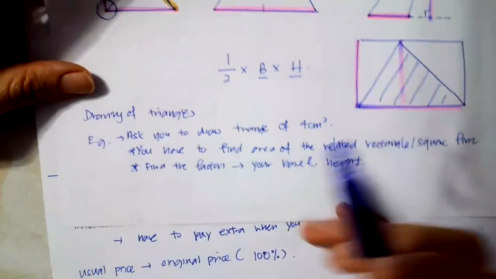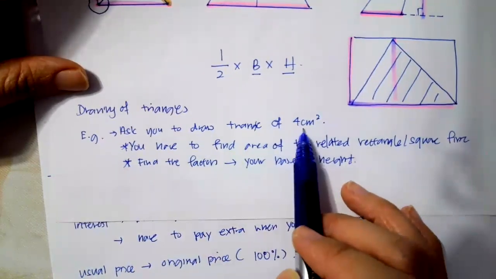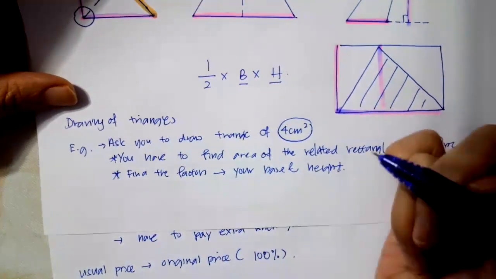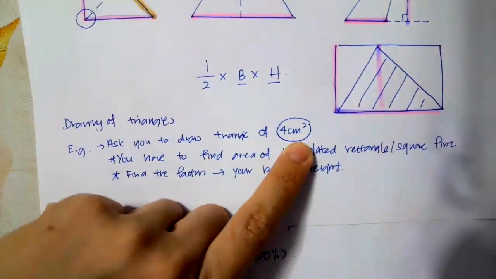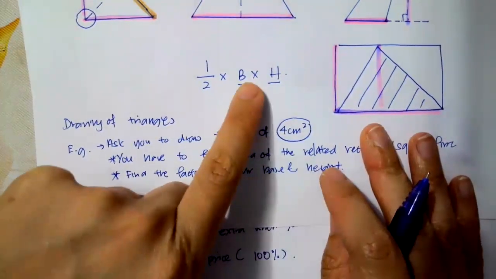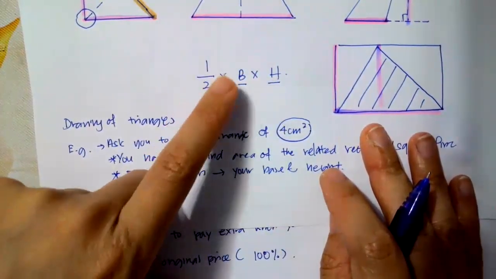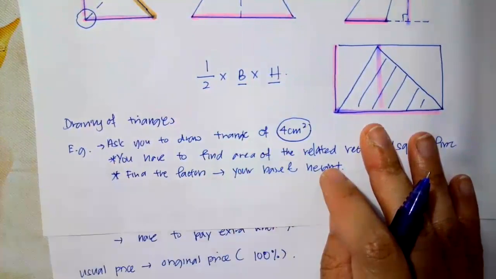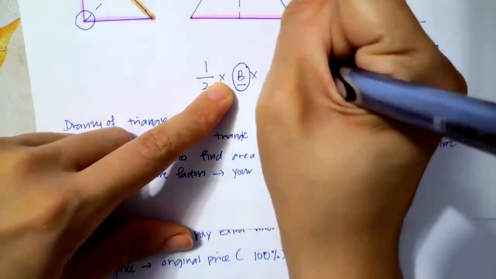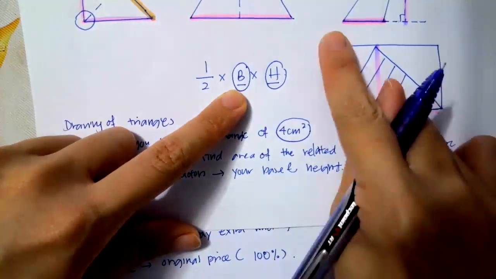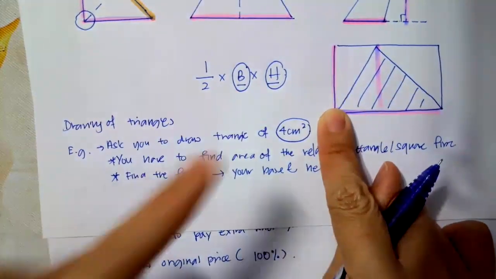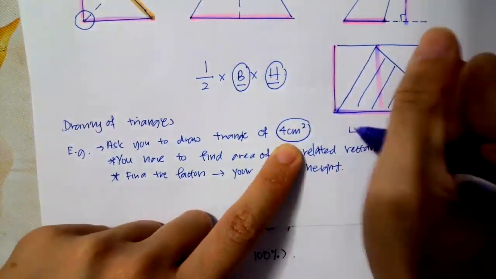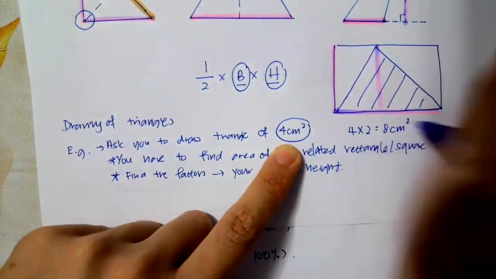So for example, they ask you to draw a triangle of area 4 square centimeter. Now you cannot just say, oh, I can do 1 and 4, 2 and 2. Why? I give an example. If I do 1 and 4, you realize that half times 1 times 4 doesn't give you 4 square centimeter. So what I need to know is that this base and height, these two sides, are actually the two sides of the rectangle. So I need to find the area of the rectangle first by taking the area of the triangle times 2. So I get 8 square centimeter.